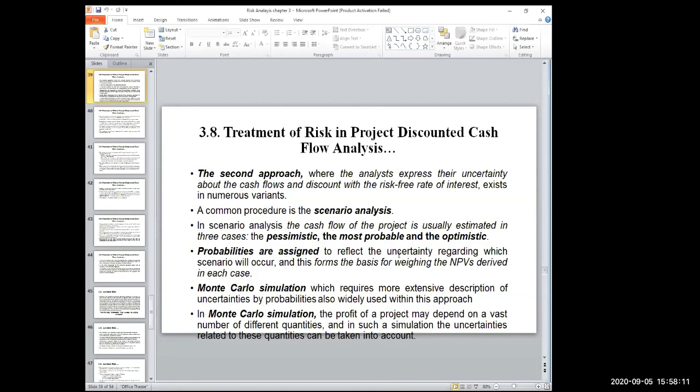Based on these assigned probabilities, we can weight the net present values, and using that we can calculate the net present value. We use the same formula. The other one is Monte Carlo simulation.